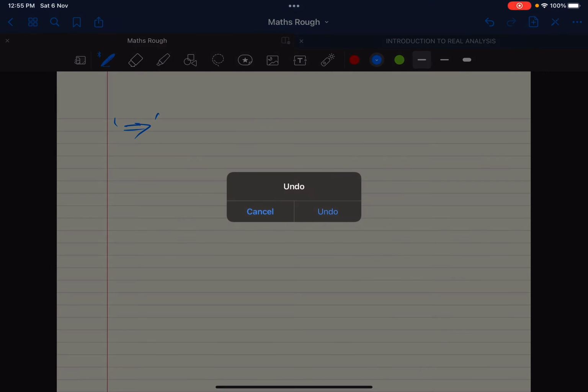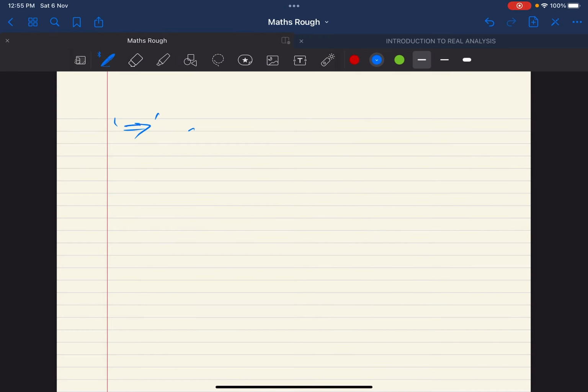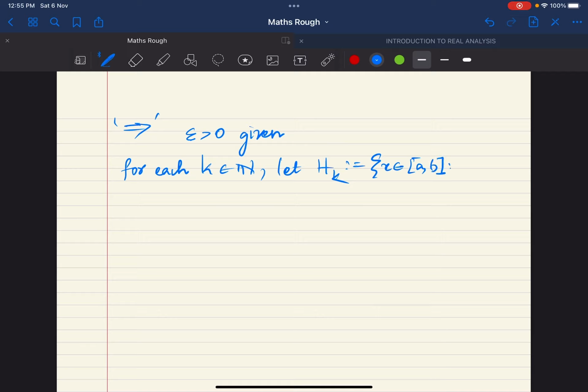Let epsilon be arbitrary. For each k belonging to N, let h of k be defined as the set of x belonging to the closed interval a b such that the oscillation of f at x is at least 1 over k. I'm supposing that you know what the oscillation at a point, or the oscillation defined on an interval, is. It's a very trivial definition. You could go through a standard textbook to capture the idea of what an oscillation is.